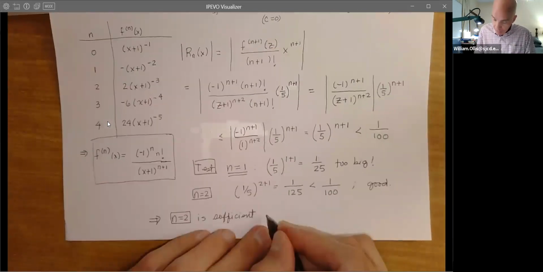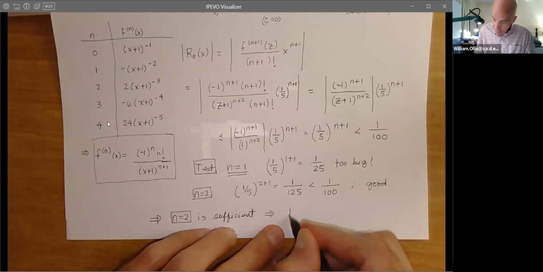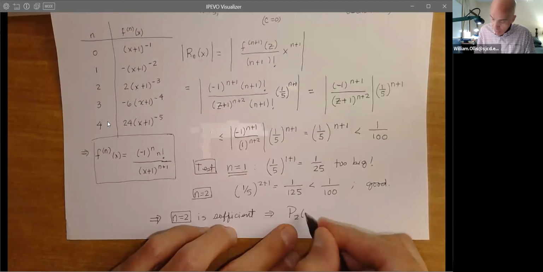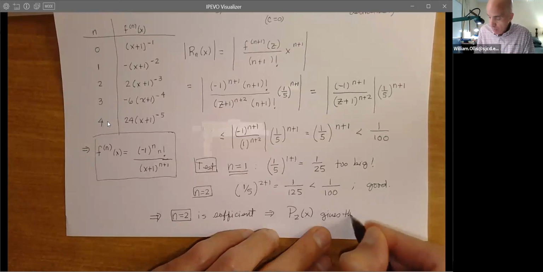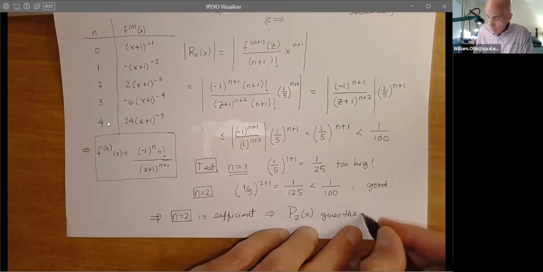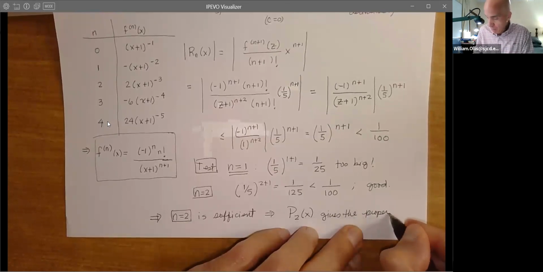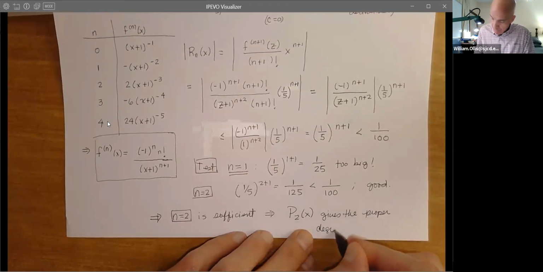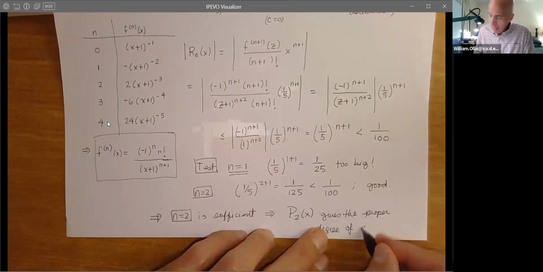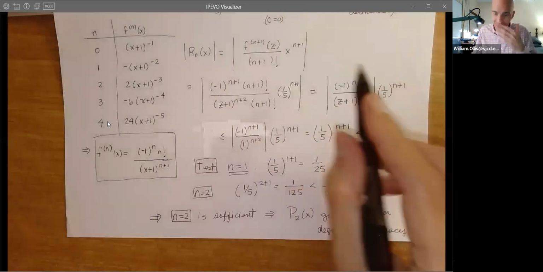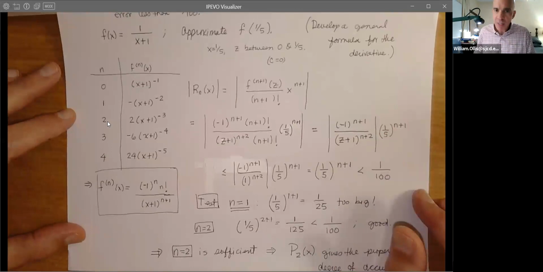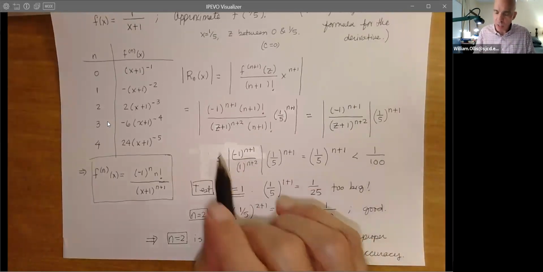Which implies P2 of x gives the proper degree of accuracy. Now you're thinking, again, this is a hard problem, and you can just go ahead and plug in the value and know what it is. But this is important. This is why I wanted to go through this.